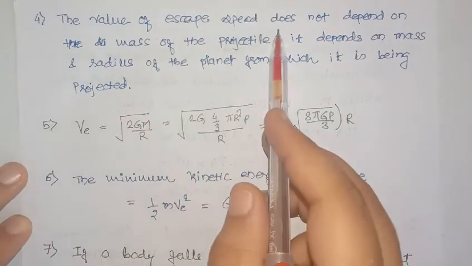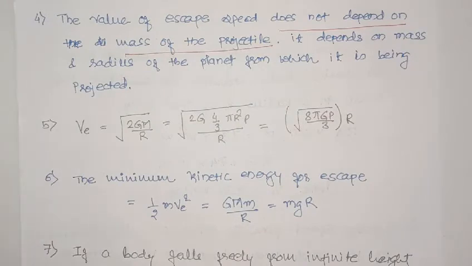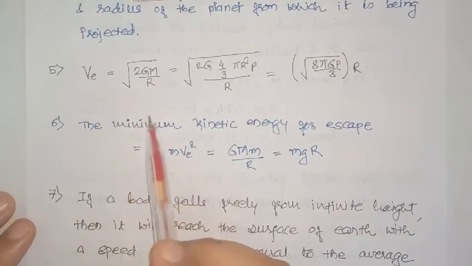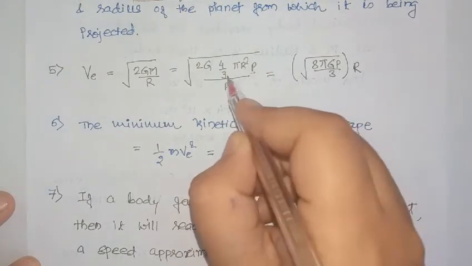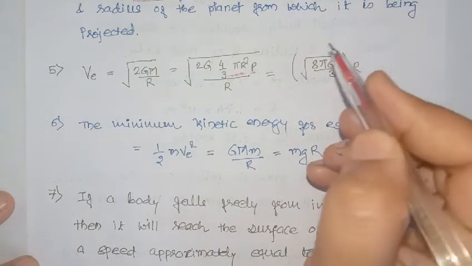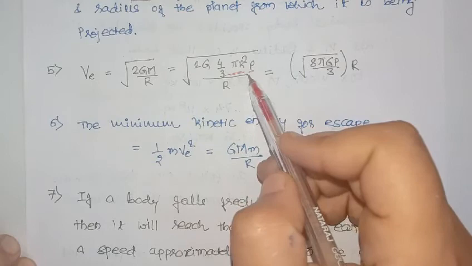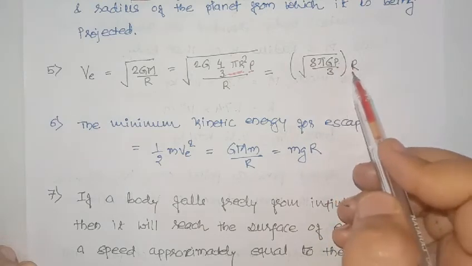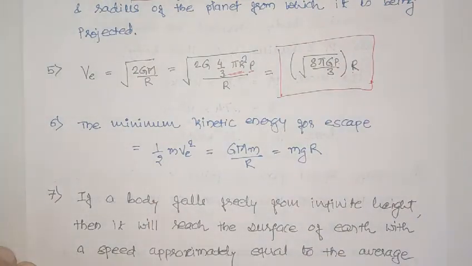Next, the value of escape speed does not depend on the mass of the projectile, because there is no term for mass of the object in the formula of escape speed. It depends on mass and radius of the planet only. The escape speed is under root 2GM upon r. If we want to write it in the form of density, then mass can be replaced by density into volume. Here rho is the density and volume will be 4 by 3 pi r cube. So in solving this, we will get under root 8 pi rho G divided by 3 into r square. Taking it out of the square root, we will get it into r. So we can also write escape velocity in the form of density and radius.